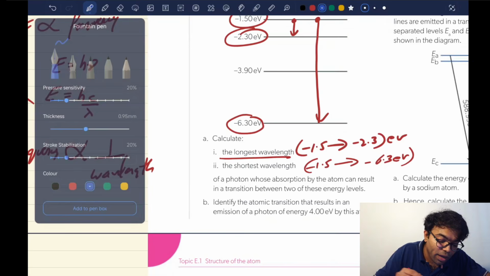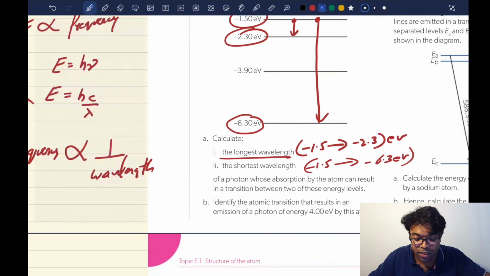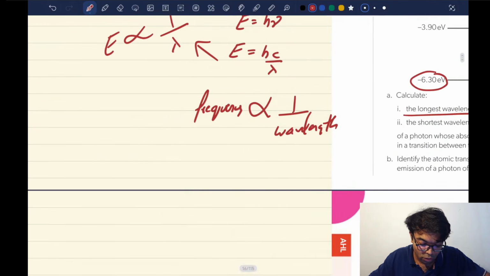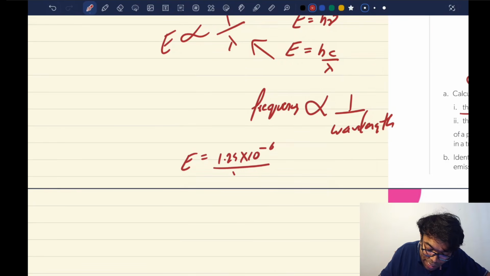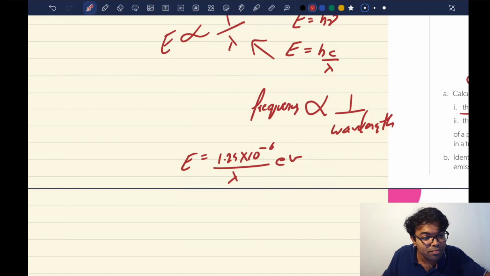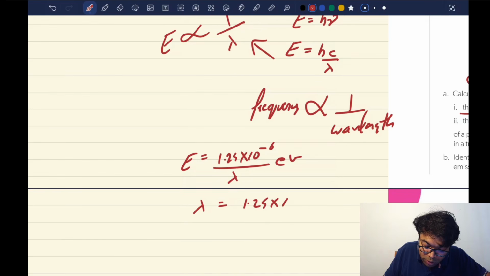Now, we need to find the wavelength because the story is not over yet. We have to now find the actual wavelength. We know the formula: energy is equal to 1.24 into 10 to the power minus 6 upon lambda, in electron volts. Therefore, lambda will become 1.24 into 10 to the power minus 6 upon energy.